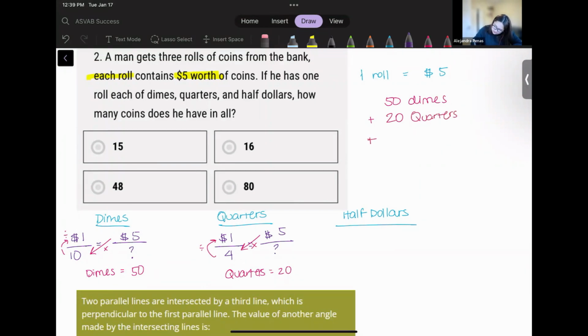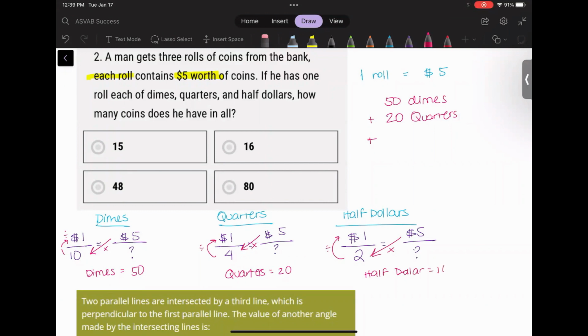And now the last one, how many half dollars do I have in a dollar? 50 cents. Well, yes, it's 50 cents, but how many 50 cents do I have in $1? 2, because if it's 50 cents, then you need 2 to get to $1. So we're going to have 2. How many half dollars will I have in $5? I'm going to have 10.